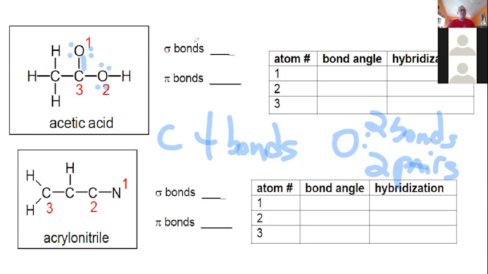What's the total number of sigma bonds in this particular structure? All the single bonds are sigma bonds, so you just add up the lines: 1, 2, 3, 4, 5, 6, 7. And how many pi bonds? Only 1. So oxygen 1, oxygen 2, and carbon 3. What's the hybridization on carbon 3?